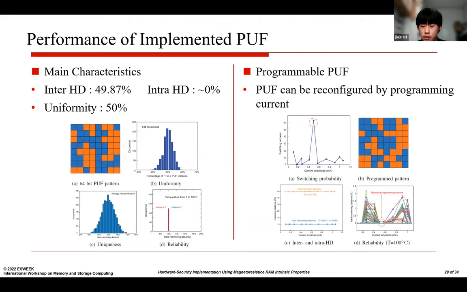And figure C demonstrates the programmed PUF inter and intra Hamming distance are around the ideal value. The last figure shows that the reliability is highly dependent on switching current, and we can choose the dashed line circle as the proper switching probability switching current.